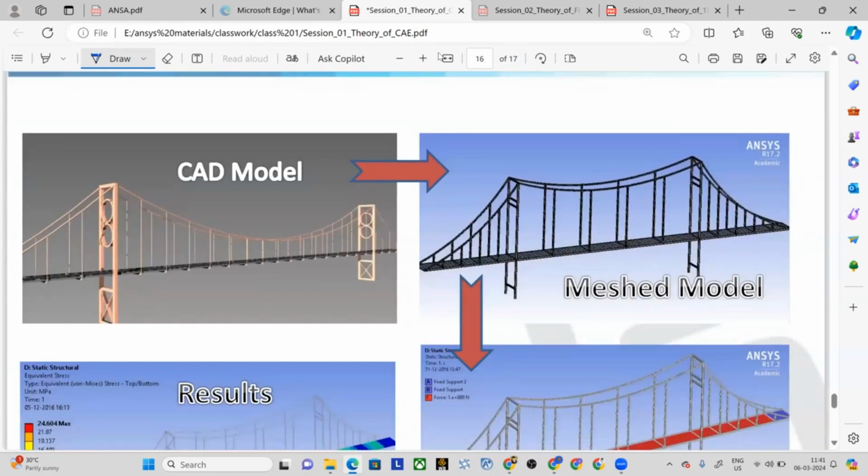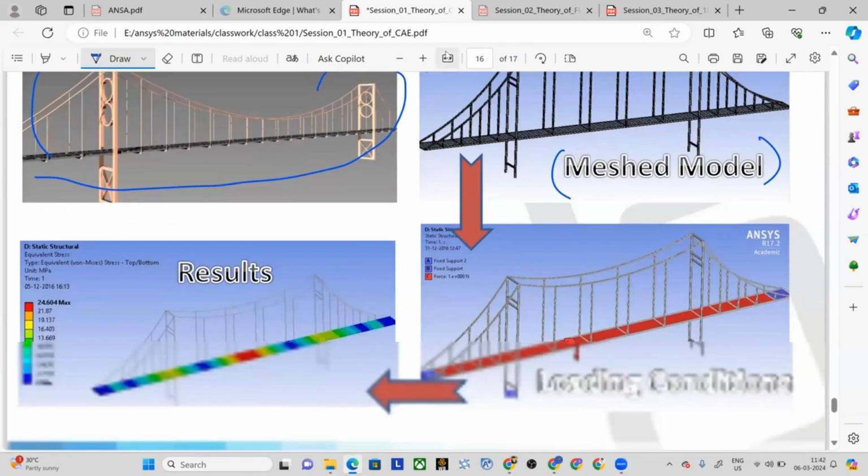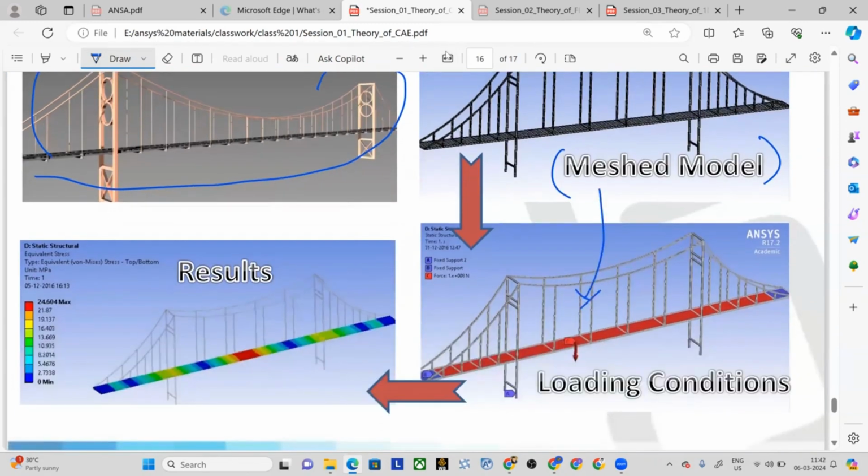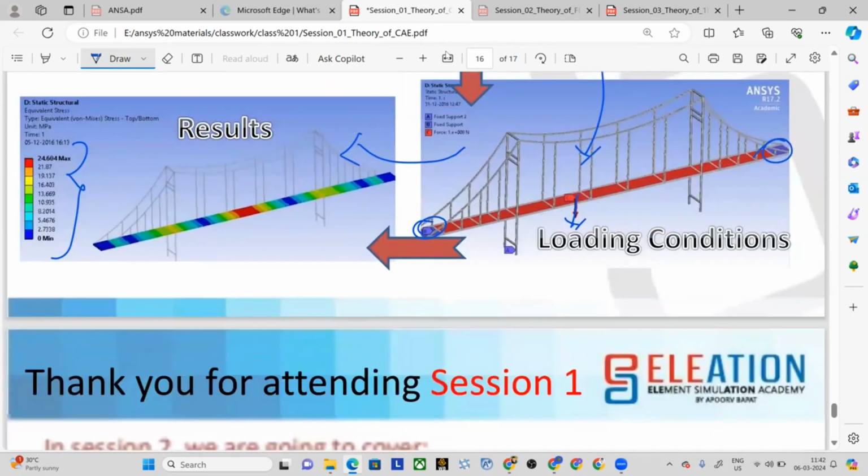Basically they will create a 3D model like this, and then this CAD model geometry will be sent to the CAE department, where there will be a department for meshing. They will start dividing this into several small elements, and after meshing they will apply the loading conditions: the exact load, how much load, and the end boundary conditions, everything. Then they will solve for the stress and strains and study the answer. So this is what happens.